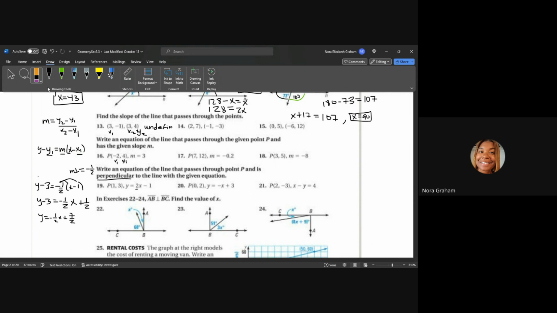So now we just found a line that's going to be perpendicular to the given line y equals 2x minus 1. Okay, let's continue.